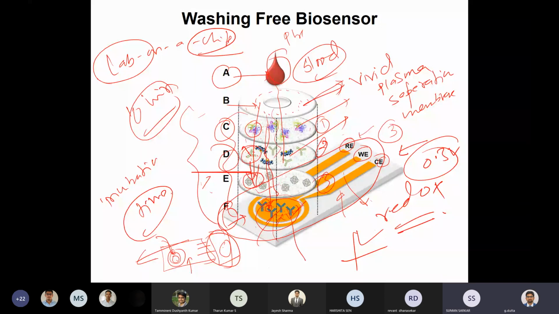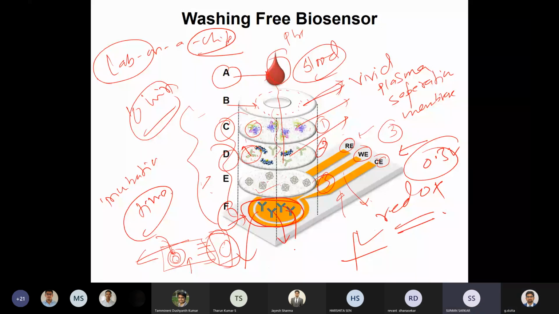Sir, in the below, what is the label antibody? Yeah, so in the below you can see this one is the primary antibody on the surface. This is your sensor, your biosensor. It can be the primary antibody, it can be the aptamer, it can be any DNA.